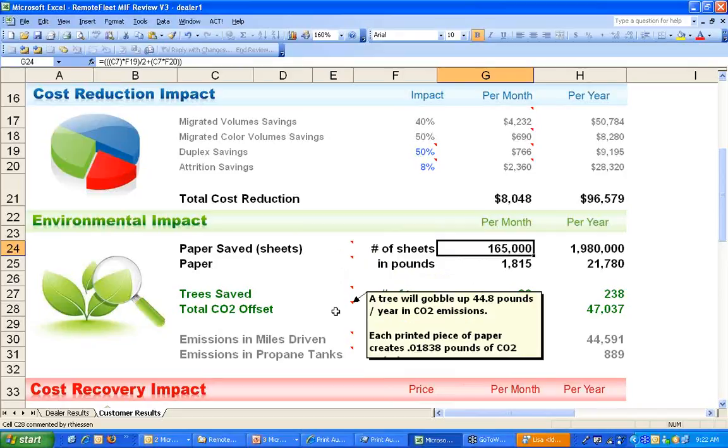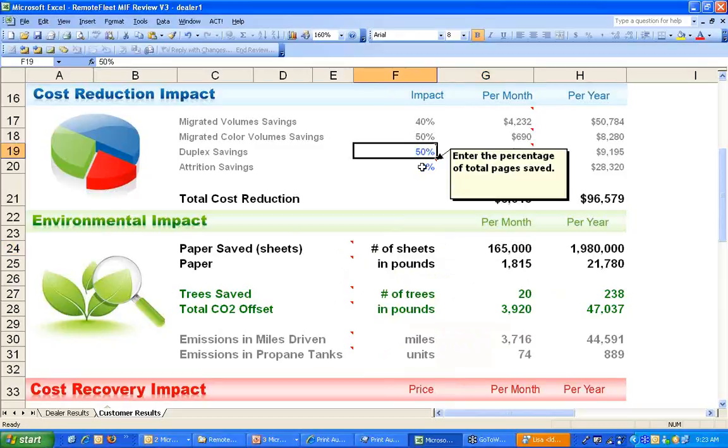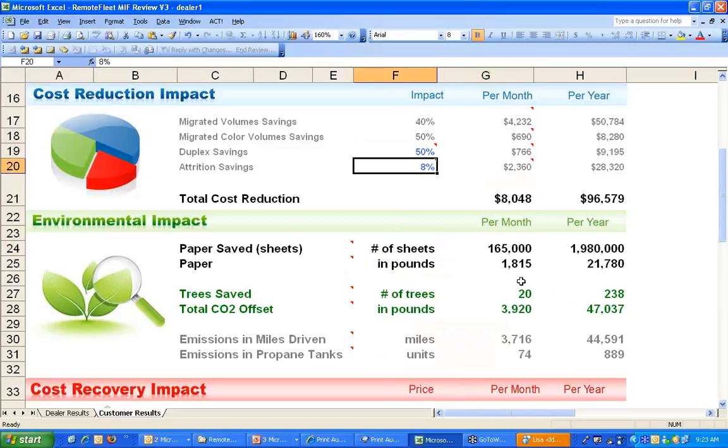If it's, of course, left standing, but if it's cut down, that opportunity disappears. By the same token, each piece of paper that's manufactured creates CO2 at a rate of, as you see here, a certain fraction of pounds per piece. So by not consuming 165,000 pages, a direct result of these duplex and attrition savings, this customer is now saving 20 trees per month. That's 238 trees a year. There's a small forest there. And the total CO2 offset is 3,900 pounds per month, or 47,000 pounds a year.